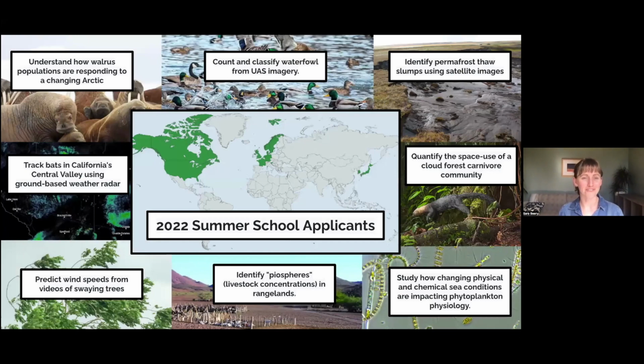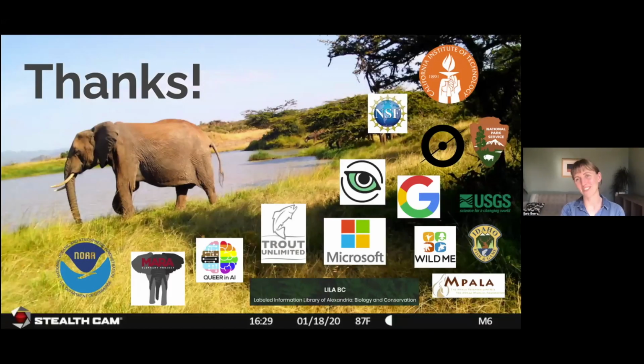And here are just a few examples of the really cool stuff that the applicants are bringing to the summer school: identifying permafrost thaw slumps using satellite images, studying changing physical and chemical sea conditions and how they impact phytoplankton physiology, and predicting wind speed from videos of swaying trees. There's a lot of really interesting new questions from a vision perspective that are coming up by trying to close the gap between these two fields. Cool, thanks. Happy to answer questions.